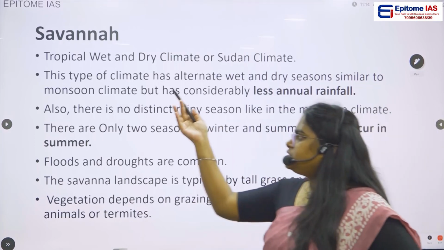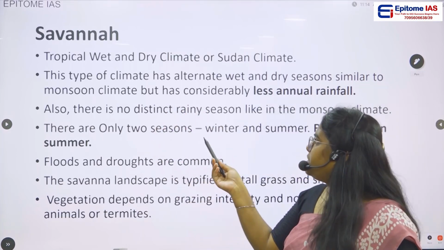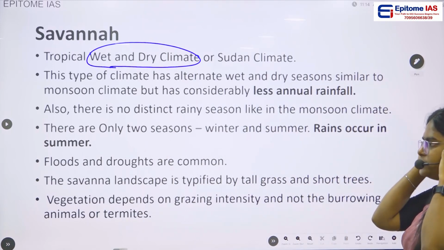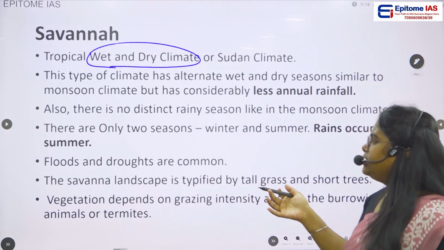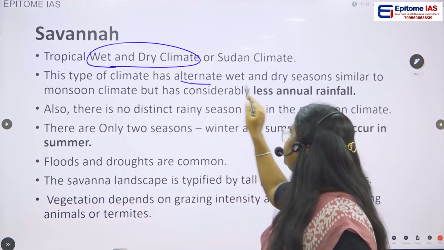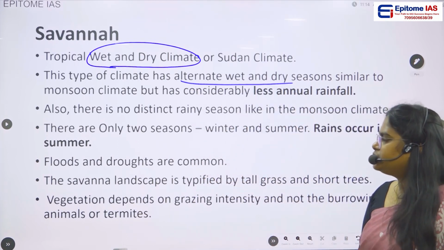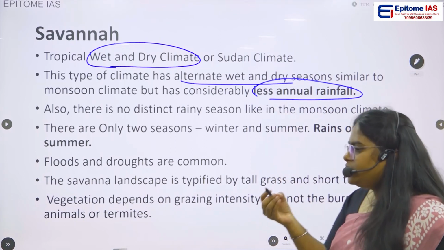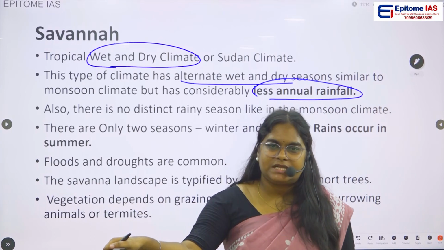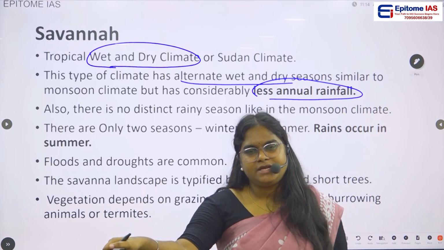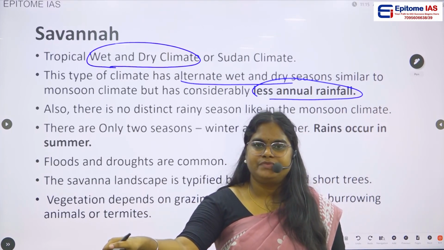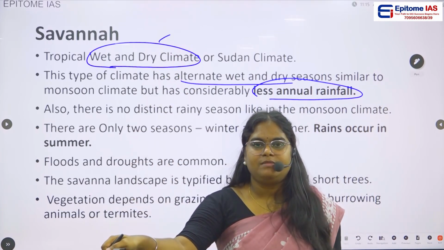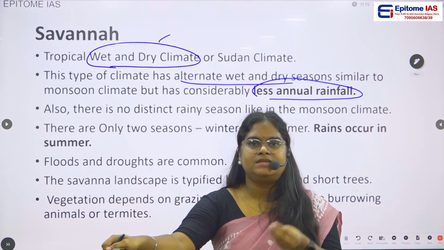So the savanna grasslands have a tropical wet and dry climate, or Sudan climate. They are also called the Sudan type of climate. This type of climate has alternate wet and dry seasons, similar to the monsoon climate, but has considerably less annual rainfall. Okay, just like the monsoonal type of climate, this Sudan type of climate, or wet and dry type of climate, also has very seasonal rainfall.